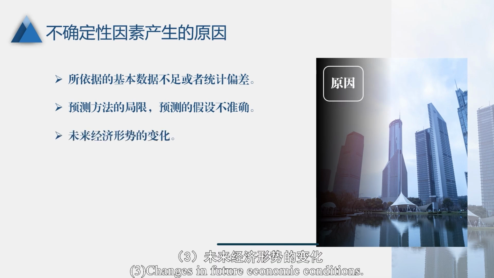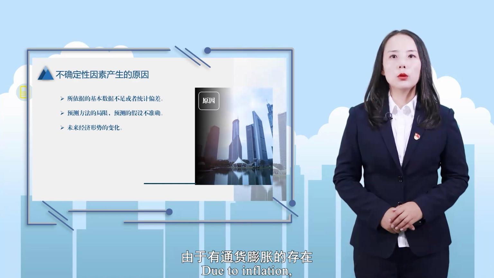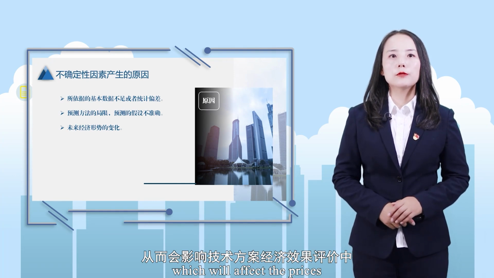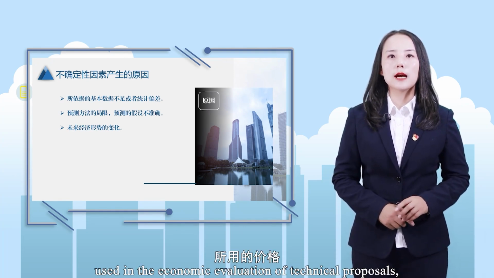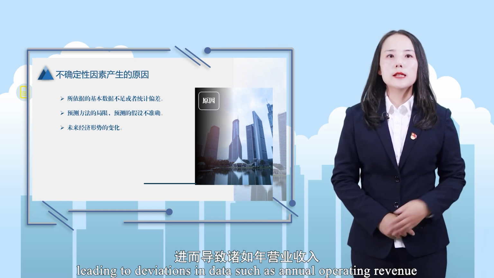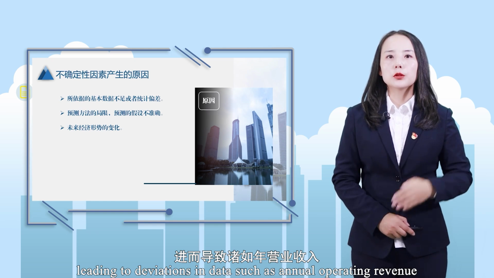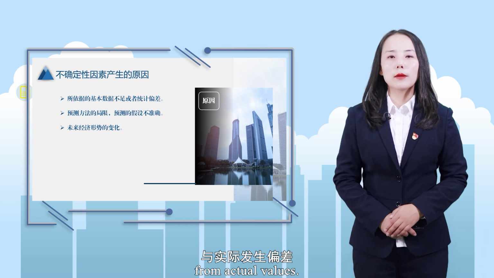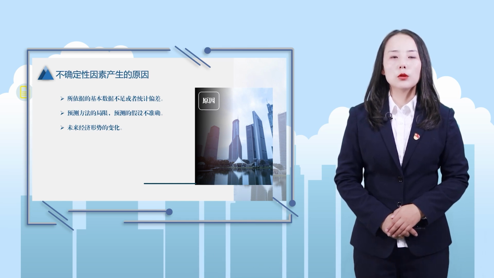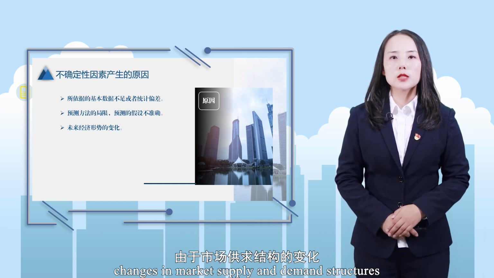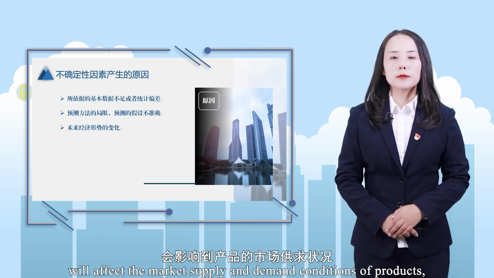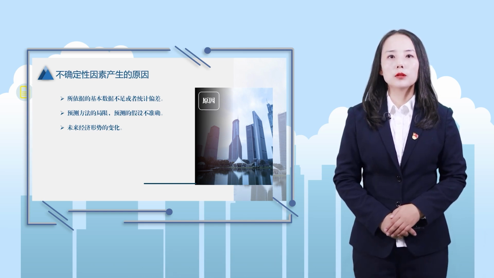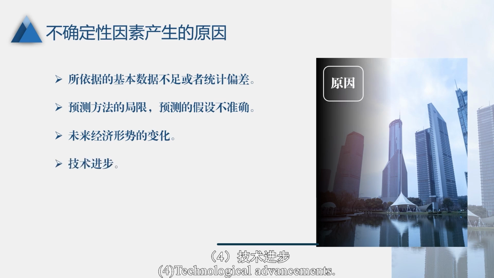Third, changes in future economic conditions. Due to inflation, there may be fluctuations in prices, which will affect the prices used in the economic evaluation of technical proposals, leading to deviations in data such as annual operating revenue and annual operating costs from actual values. Similarly, changes in market supply and demand structures will affect the market supply and demand conditions of products, thereby impacting certain indicator values. Fourth, technological advancements.